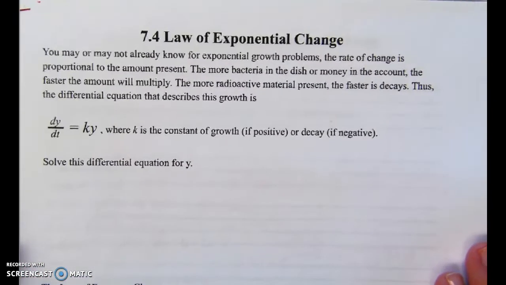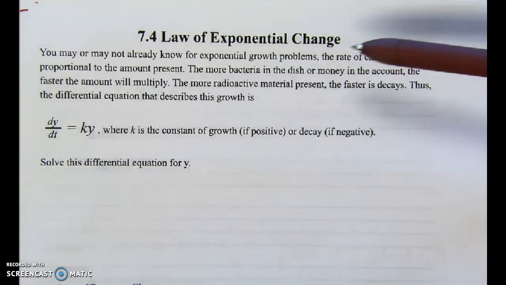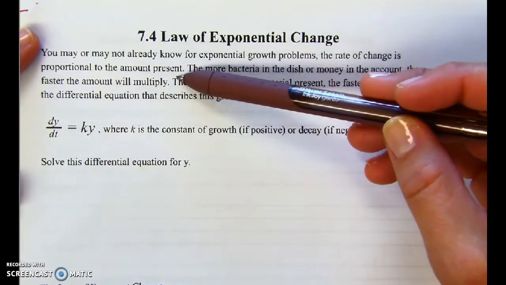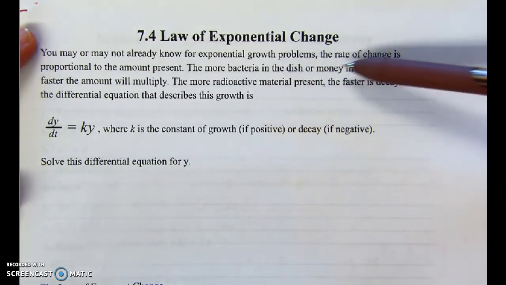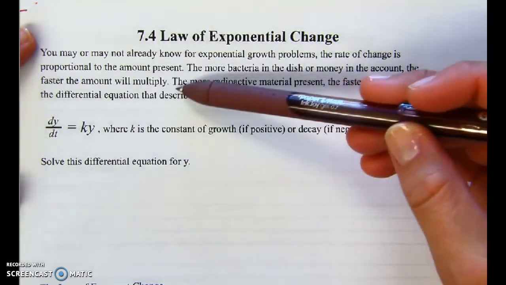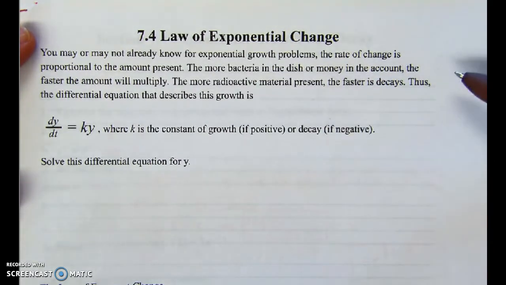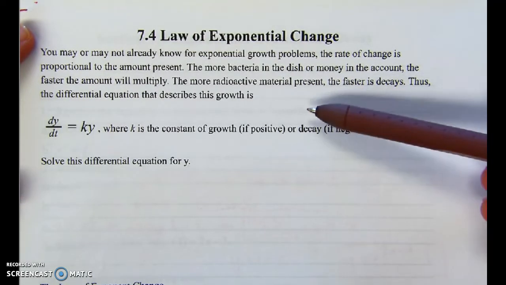Here we go. You may or may not already know that for exponential growth problems, the rate of change is proportional to the amount present. What that means is the more bacteria in the dish or money in the account, the faster the amount will multiply. So the more money you have, the more money you're going to make, the more bacteria in the dish, the more it's going to grow.